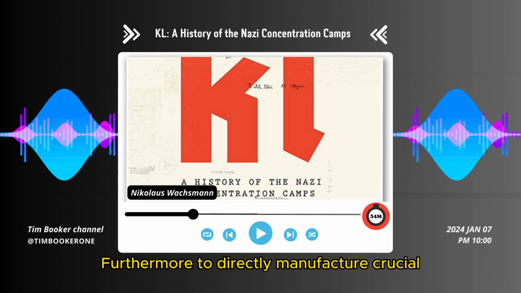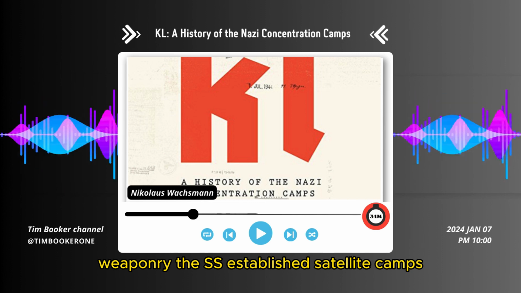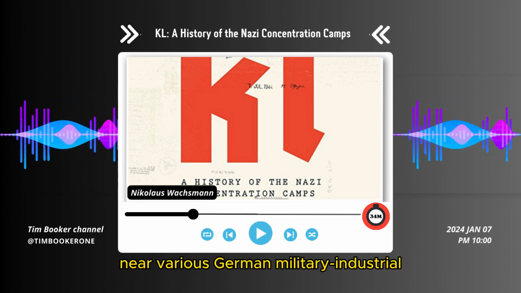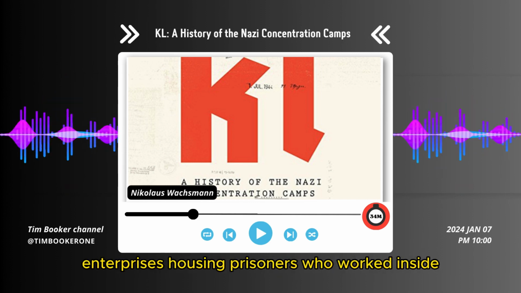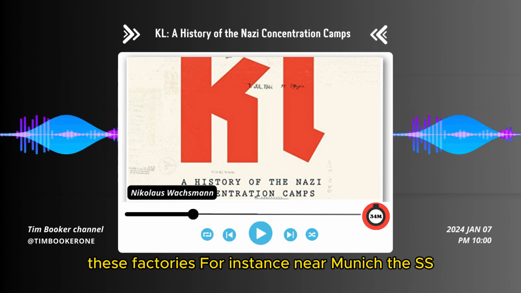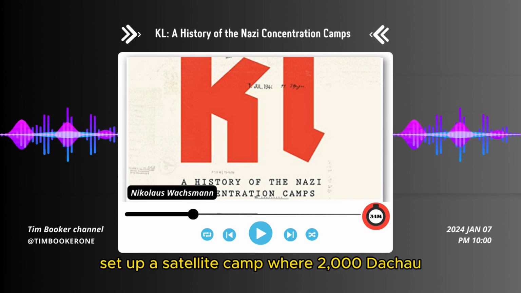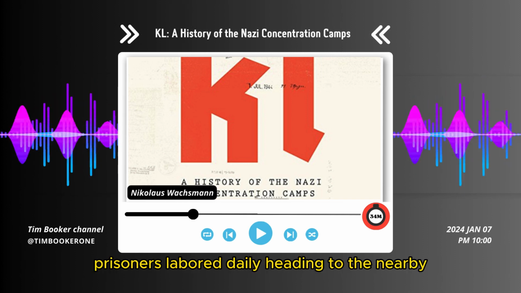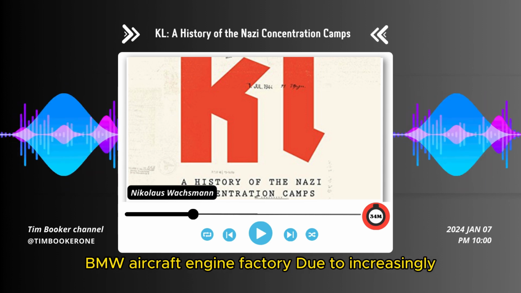Furthermore, to directly manufacture crucial weaponry, the SS established satellite camps near various German military-industrial enterprises, housing prisoners who worked inside these factories. For instance, near Munich, the SS set up a satellite camp where 2,000 Dachau prisoners labored daily, heading to the nearby BMW aircraft engine factory.